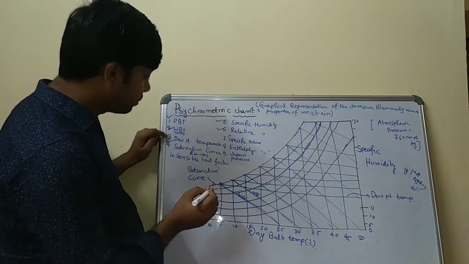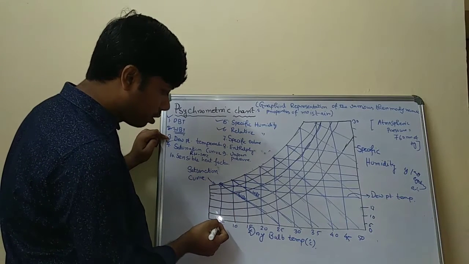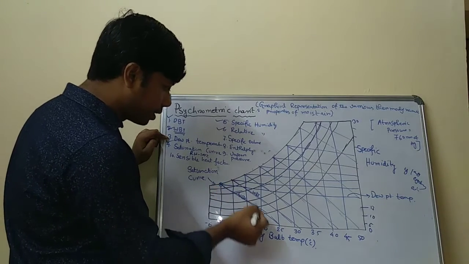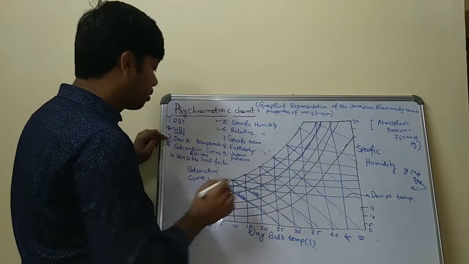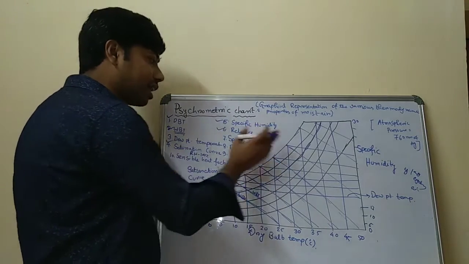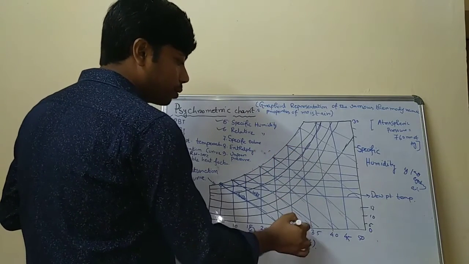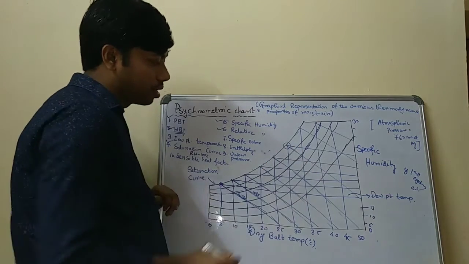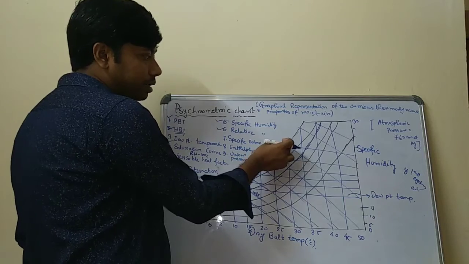Now, dew point temperature. Suppose this is your dry bulb temperature: 5 degree, 10 degree, 15 degree line, 20 degree vertical line, 25 degree vertical line. Now, if you draw the horizontal line parallel to the dry bulb temperature, suppose the 30 degree dry bulb temperature line is here, right? It will cut the saturation curve at this point.